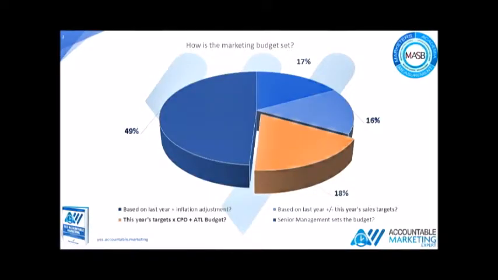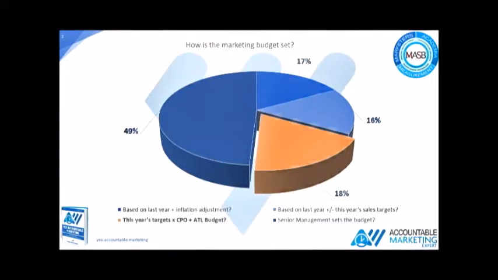And the other 50% is equally distributed, and I think the most important one is that you look at next year's or this year's targets, you multiply them with the cost per order and you add the budget that you need to build the brand, and that will make your marketing budget for next year. And I think that's the best thing, because then you look at today and what's happening.